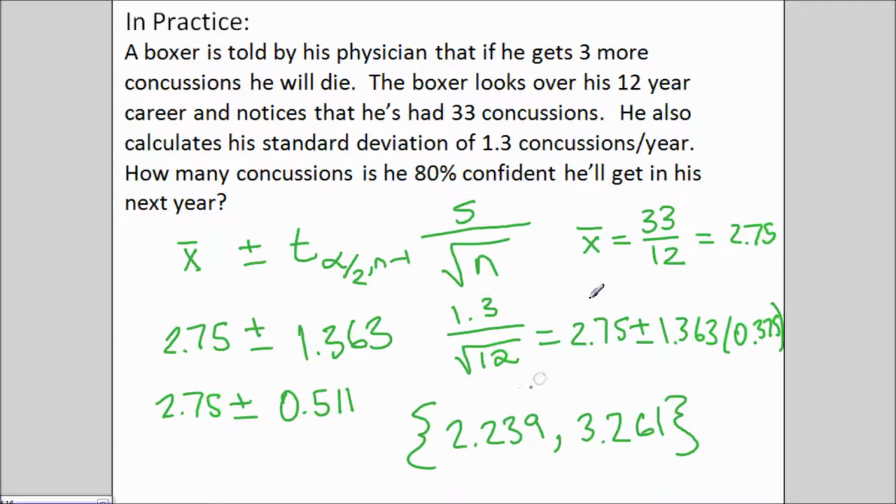the next year, which is above. You wouldn't recommend he go into boxing because this is above what the physician told him could be fatal.